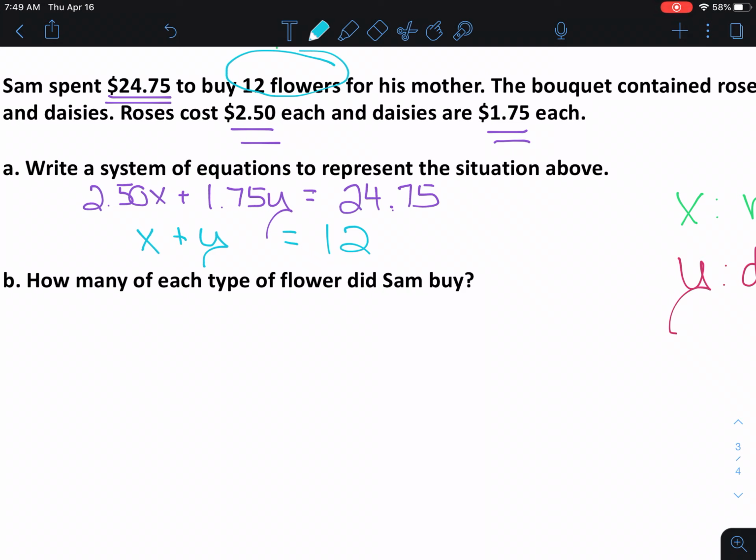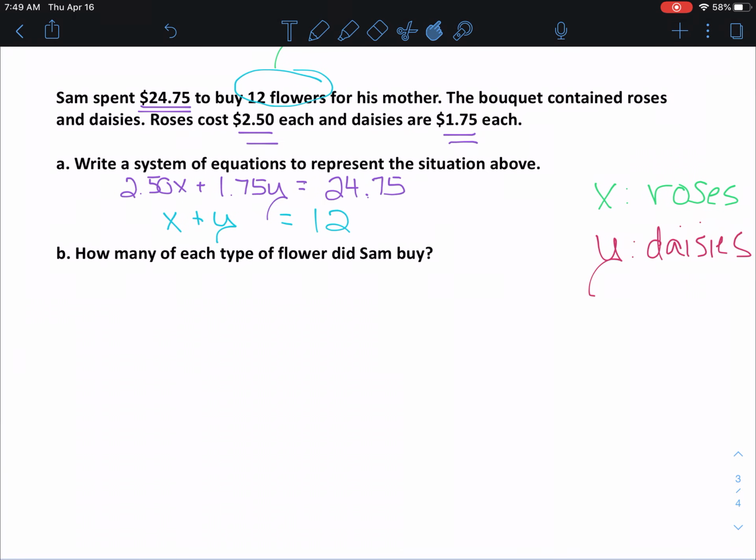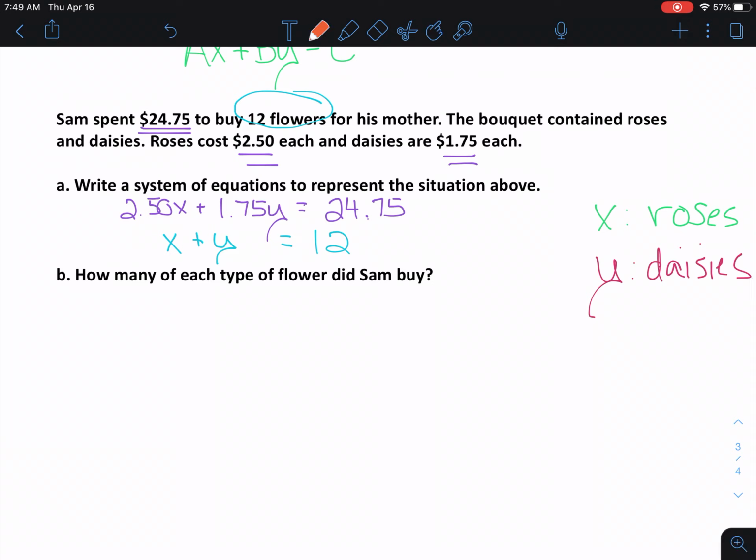Now notice both of these are in standard form, so that's when we want to use elimination. I'm going to need opposites. You could get rid of x or y, but I'm just going to get rid of x. What that would mean is I need to multiply this bottom equation by negative 250, and that would give me a negative 250x.